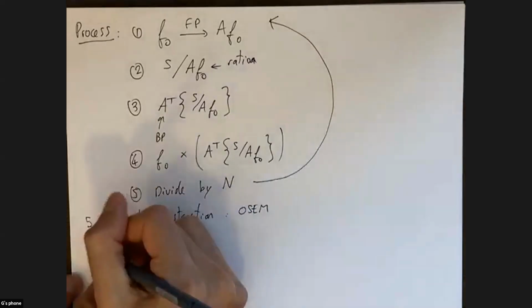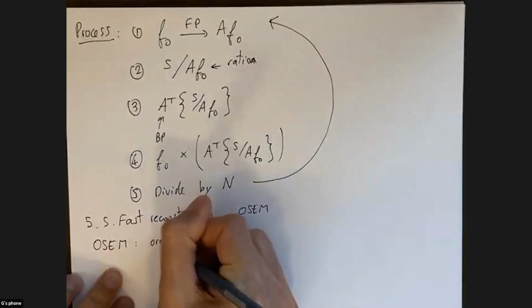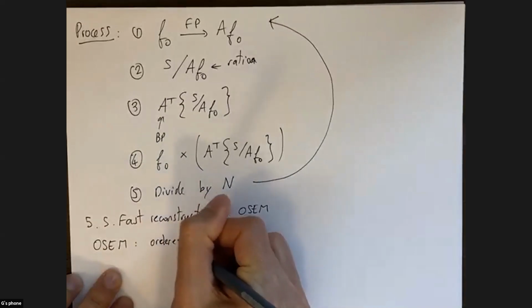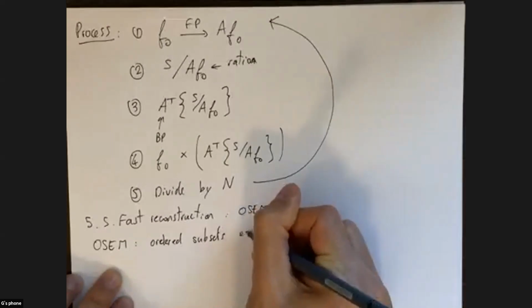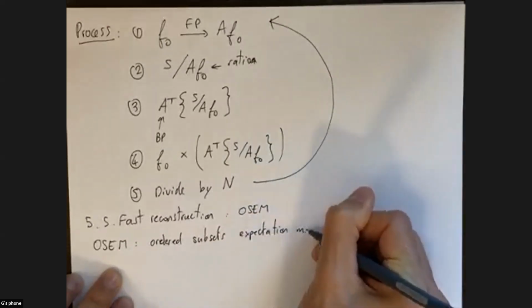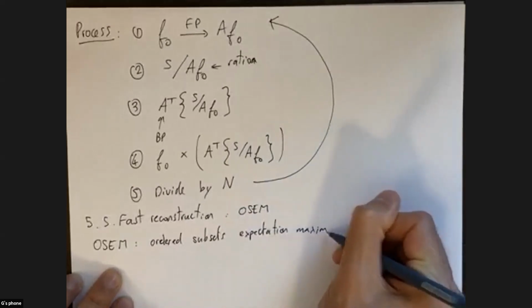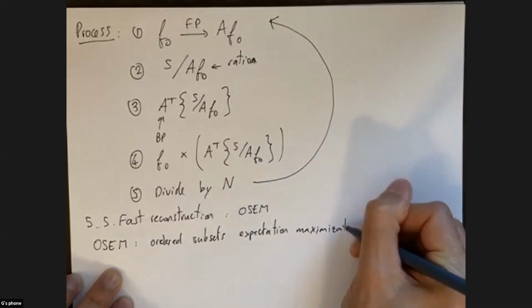OSEM stands for Ordered Subset Expectation Maximization. It's a variant of MLEM.